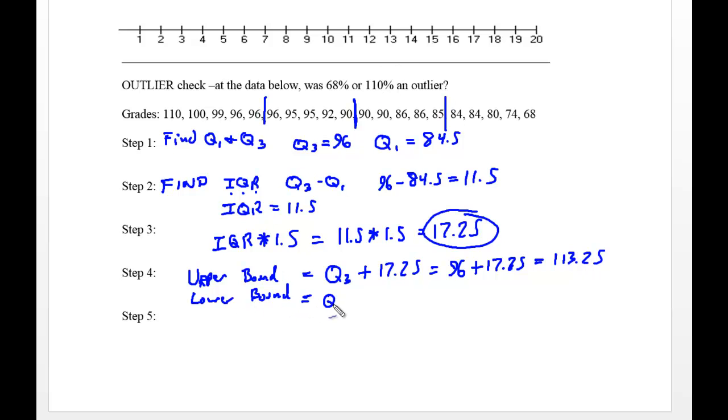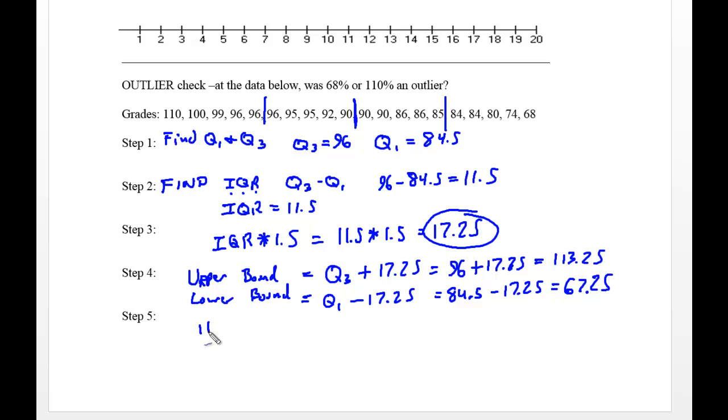Now let's look at the Q1, and we're going to subtract the 17.25. This distance away from the lowest 25% would determine whether we have an outlier or not. So we're going to take our Q1, which is 84.5, and subtract 17.25, and that gives us an answer of 67.25. And we can now compare that, the 67.25 versus our 68. And 68 is low, but it is not below this, so 68% is not an outlier either.